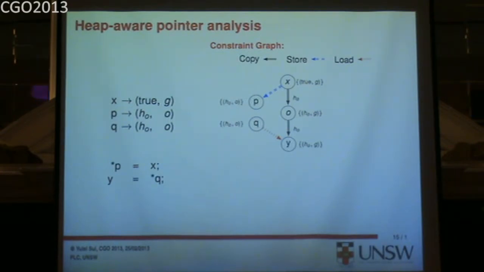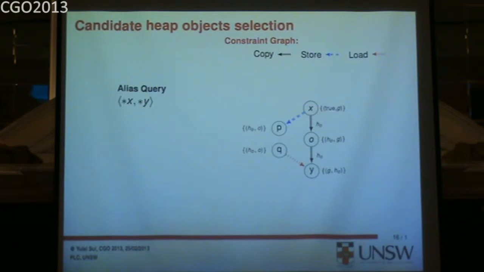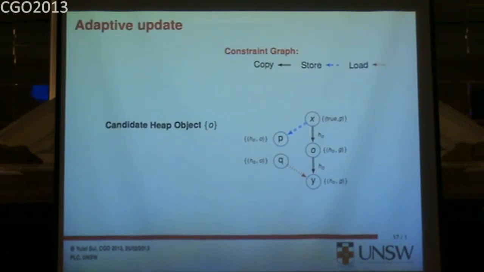Let us see how we can further clone to improve the precision adaptively. Then the query comes, asking whether the references X and Y are alias or not. And then we pick the candidate heap object to improve. Definitely we know that they are alias. We pick this O and add it into the candidate set. Then we perform the adaptive update.